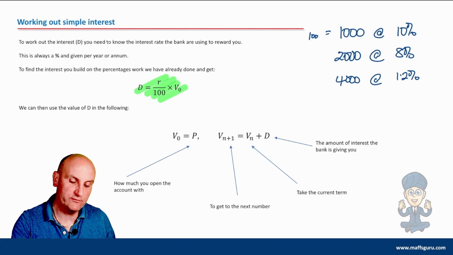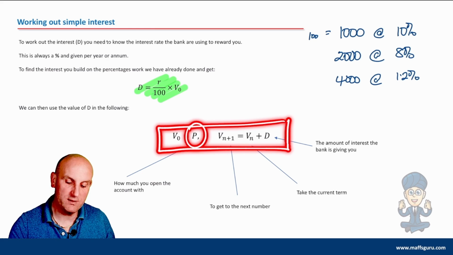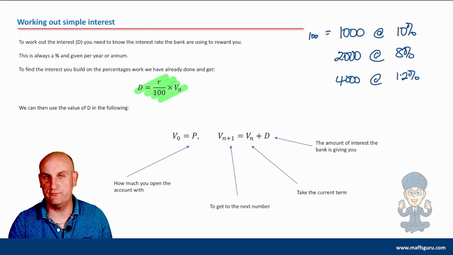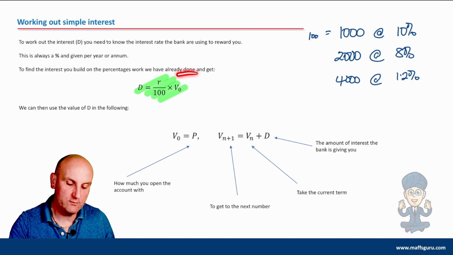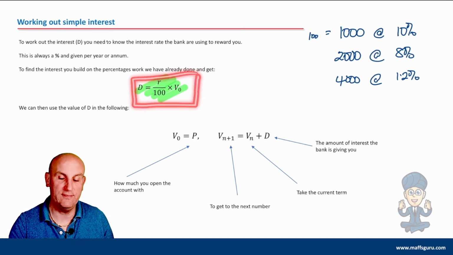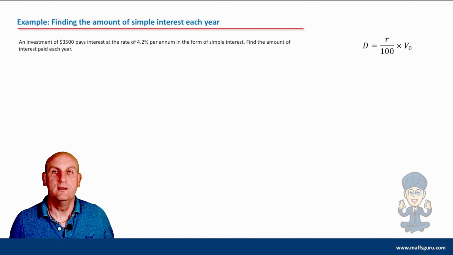So it's now important to know that when you see this formula here, P is going to be my initial value, how much I put in there, my loan, my investment, whatever else. D can now be worked out using this formula here, and they will always give you the rate of interest and the initial amount of the investment. So let's have a go.